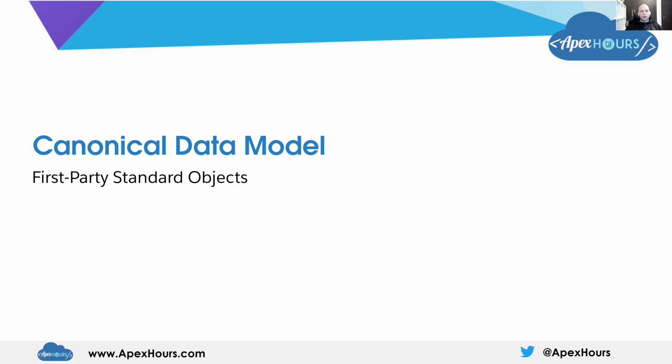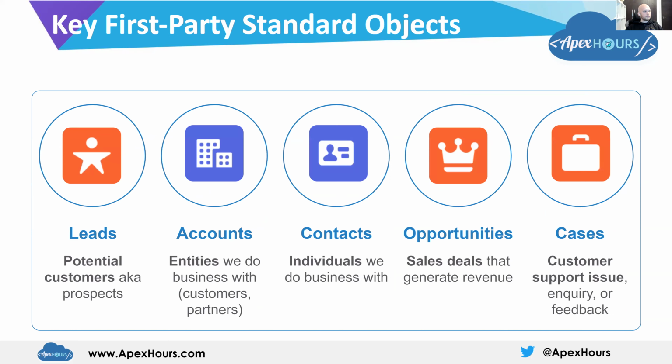And speaking of standard objects, it's important to understand the key standard objects and the use cases for using them. So let's look at a few standard objects that would probably be used in the majority of implementations. We'll start off with leads. Leads are potential customers or prospects. So these are potentially people or businesses that we're interested in doing business with, but we aren't doing business with them yet. Then those leads will become accounts.